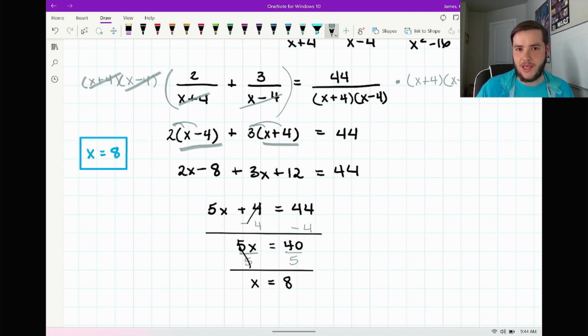Now, I have a much easier problem to solve. I distributed my 2 and 3 to get here, and combined like terms to get here. Then I subtracted 4 from both sides to get here, and divided by 5 on both sides to get here.